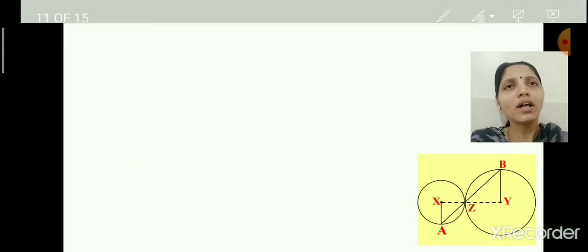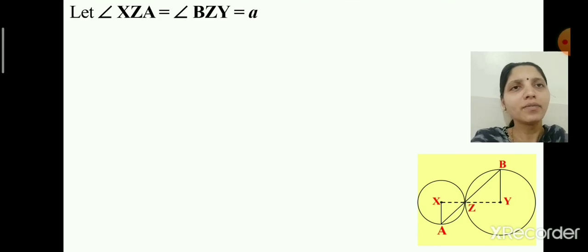Now, let angle XZA is equal to angle BZY is equal to E. Write this equation as equation 1.